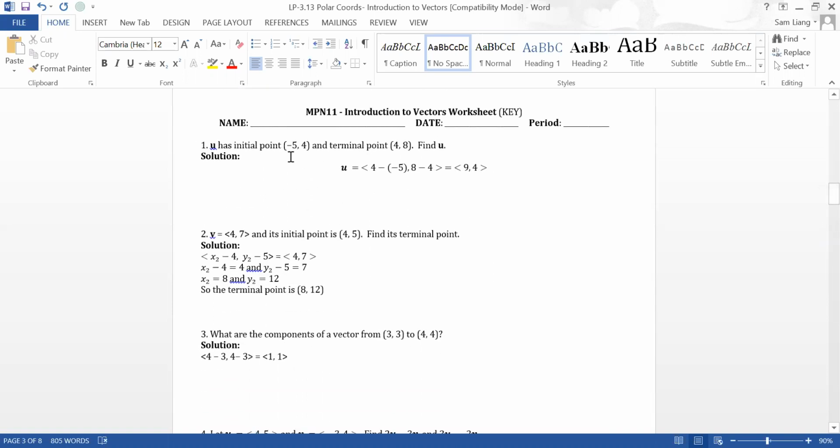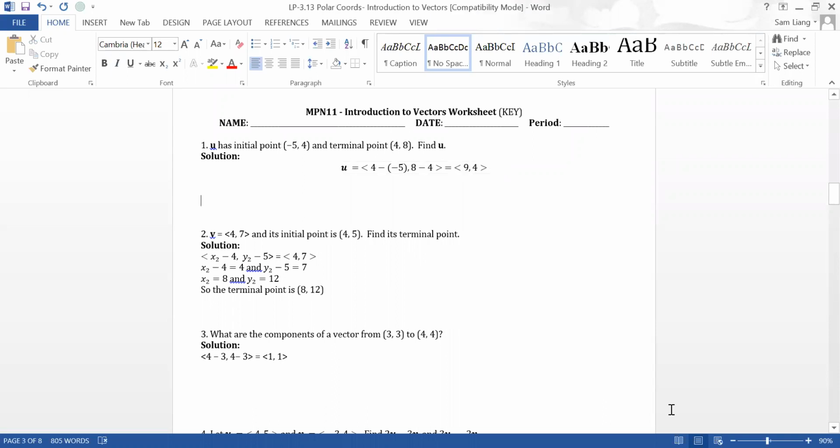You have an initial point -5, 4, and a terminal point 4, 8. To find u, all you do is take the terminal point and subtract the initial point, right? So it's 4 minus -5, which becomes 9, and then 8 minus 4 is 4. So you get 9, 4.